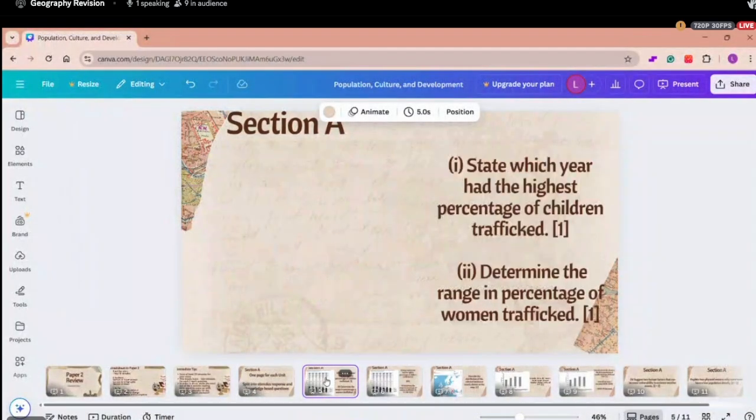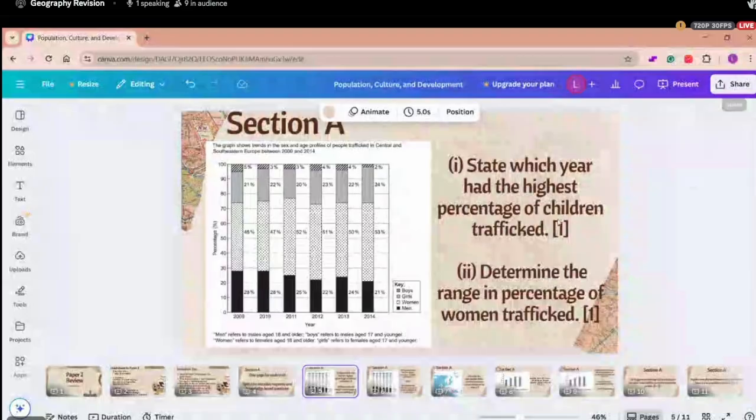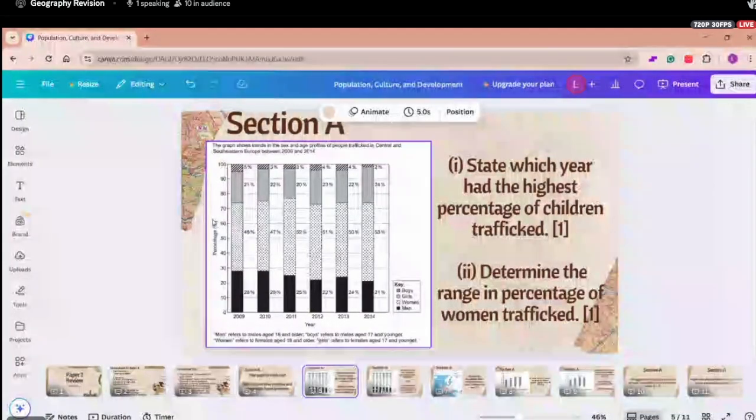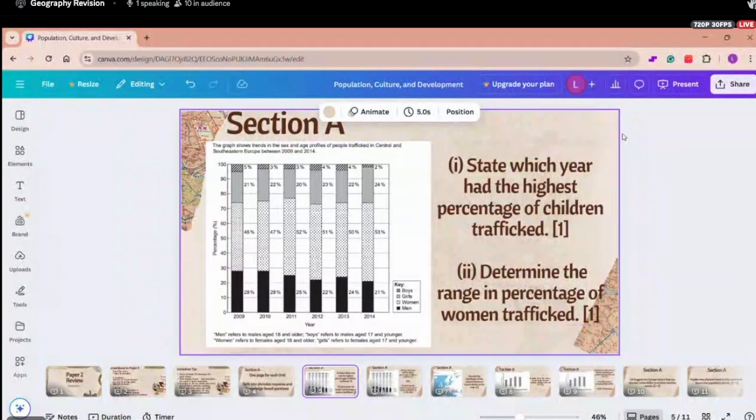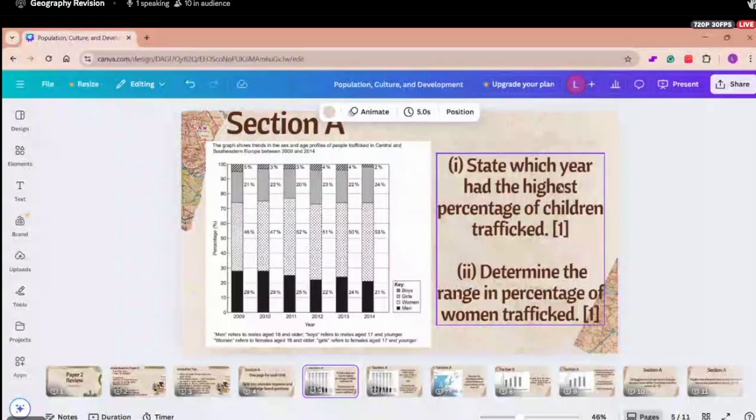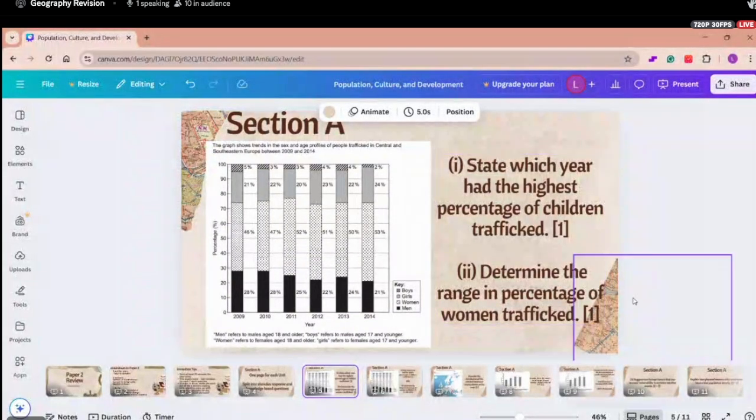If no questions, let's begin with section A. First one is about changing populations. As you can see here, it's a graph that shows the trends in sex and age profiles in Central and Southeastern Europe between 2009 and 2014. So you have 2 questions. The first one is state which year had the highest percentage of children trafficked. And then number 2 is determine the range and percentage of women trafficked. So I'll give you guys 2 minutes to answer this.